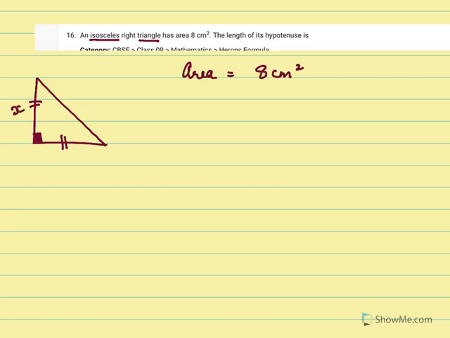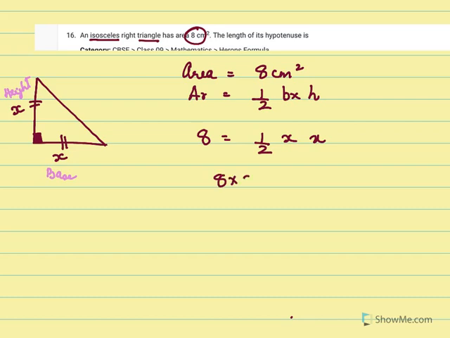Now remember, this is isosceles, so this will be x and this also will be x. So this is the base and this is the height of a right triangle. So the area of this triangle is half base into height. The area is given as 8, so we will write 8, half. We've taken the base and height both as x, fine, because it's isosceles. So we take the 2 to the other side: 8 into 2 equals x into x, which is x square. 16 equals x square, under root 16 equals x, so x equals 4.